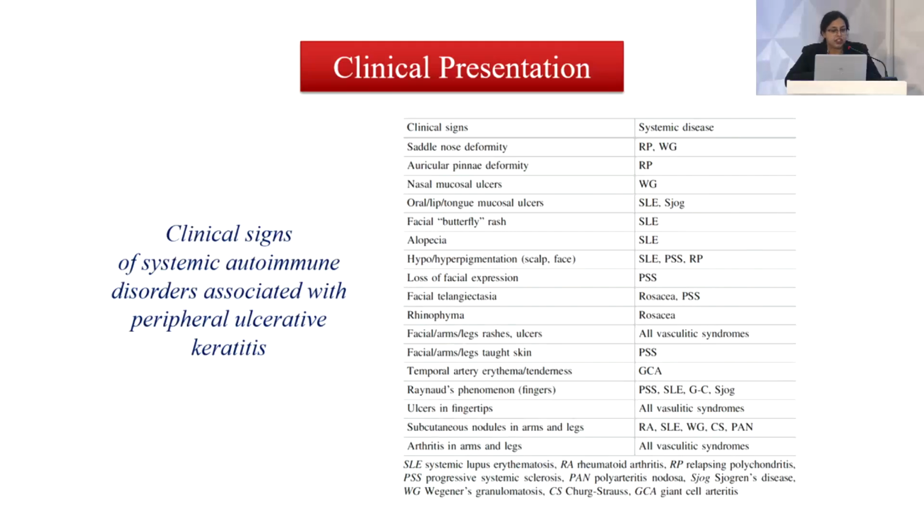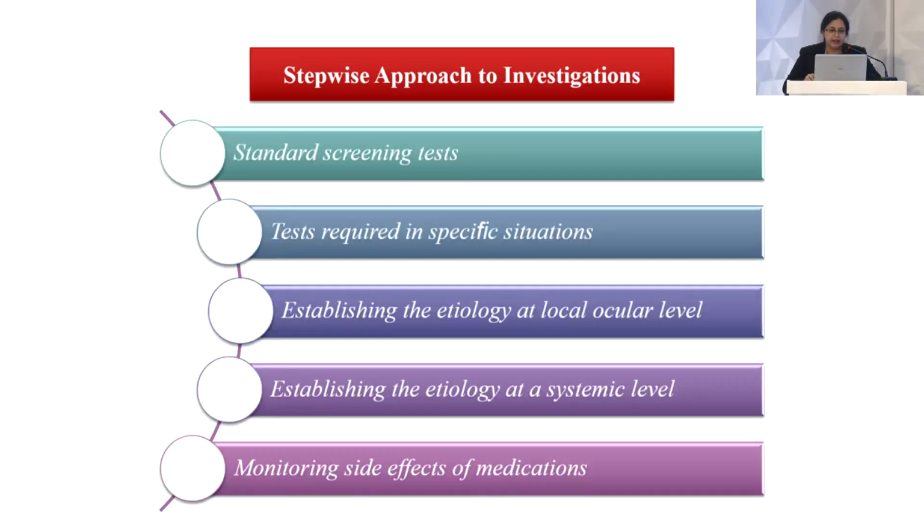We saw in history taking that a systemic history is essential. You have to go back to your basics and what you learned in medicine and look for all the musculoskeletal, neurological and dermatological features that are associated with various autoimmune disorders. It may point towards the underlying disease.